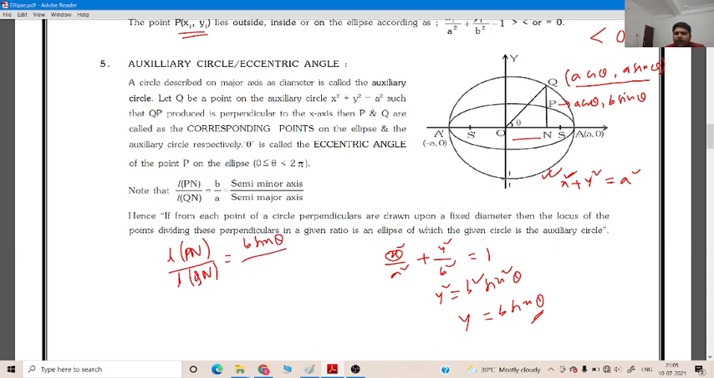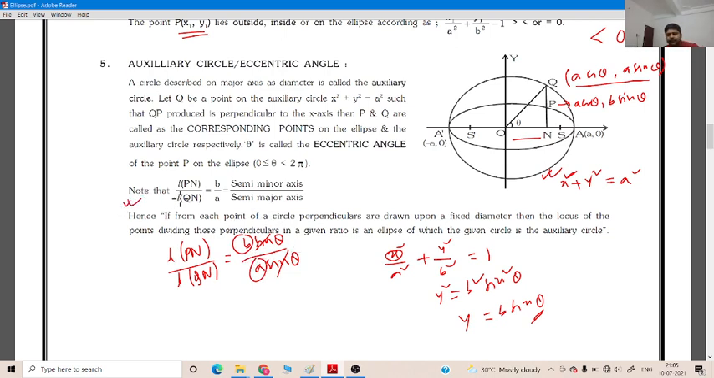And QN is equal to a sin theta. And this one is always reduced. Ultimately, you have PN by QN equal to b by a. B always represents the semi-minor axis, and a always represents the semi-major axis. Ultimately, you have this result.